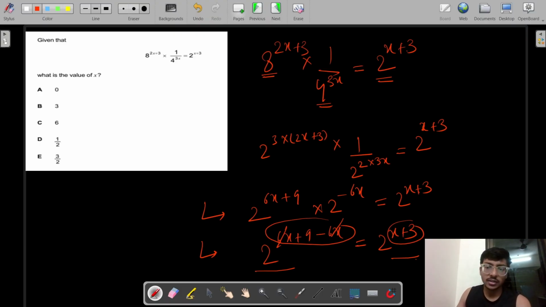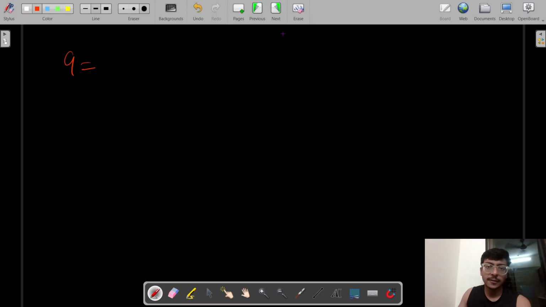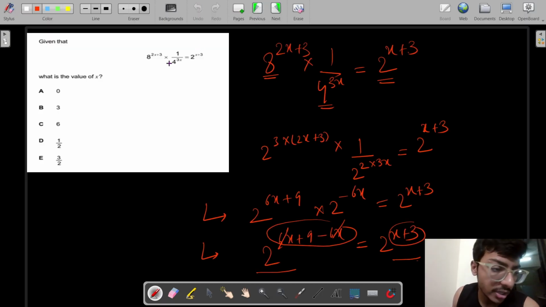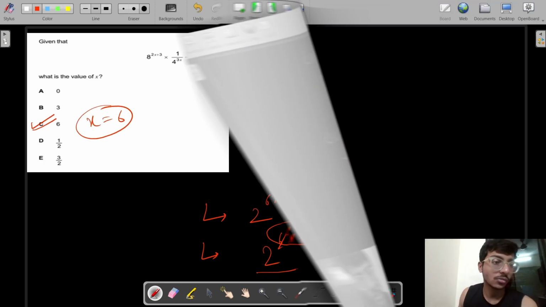Your 9 is equal to x plus 3, x plus 3. So your x comes out to be 6. So let me come back to the problem and see which option is correct. So my option number C is correct, which says that x is equal to 6, right?